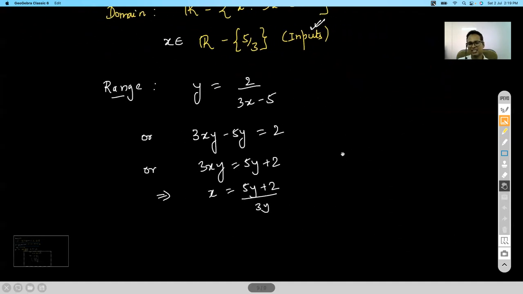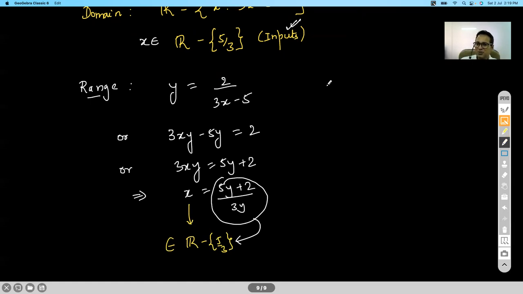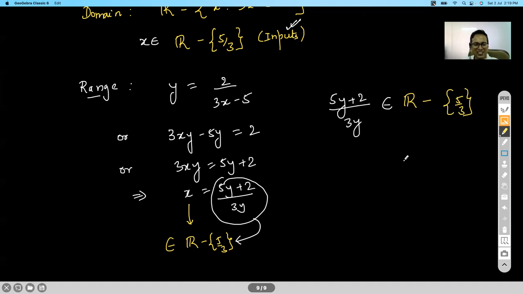Now, why have I done that? It is because I know that this x belongs to all real numbers minus 5 by 3, right? That means this expression will also belong to the same interval. And from there, I will get an idea about the interval in which y can lie, correct? So I'm using the domain of the function to write the x value like this. And now I'm claiming that this is all real numbers except 5 by 3. This whole thing can take any real number except 5 by 3.